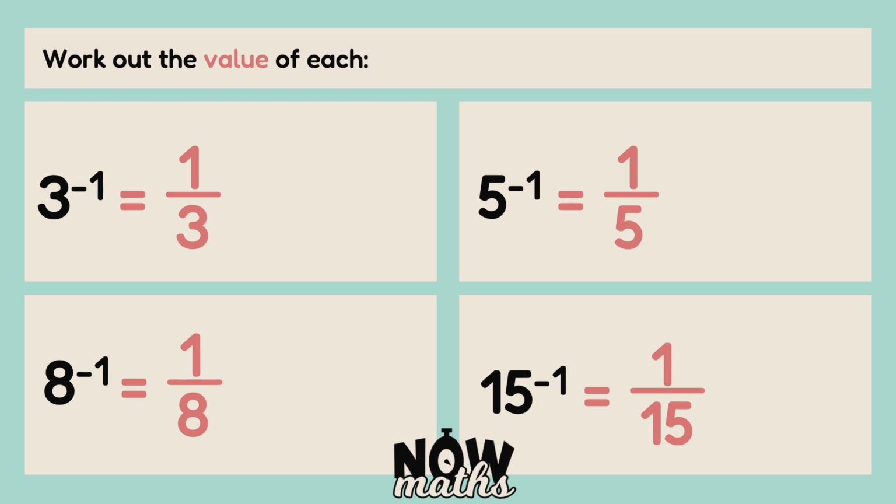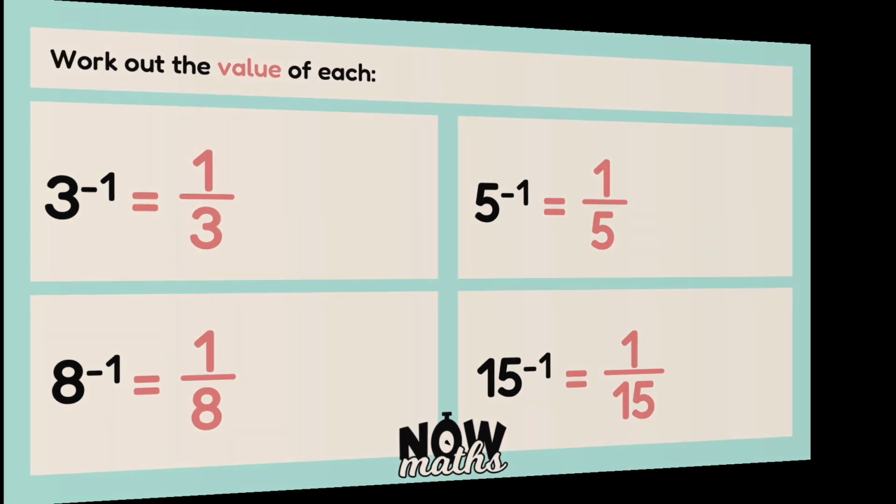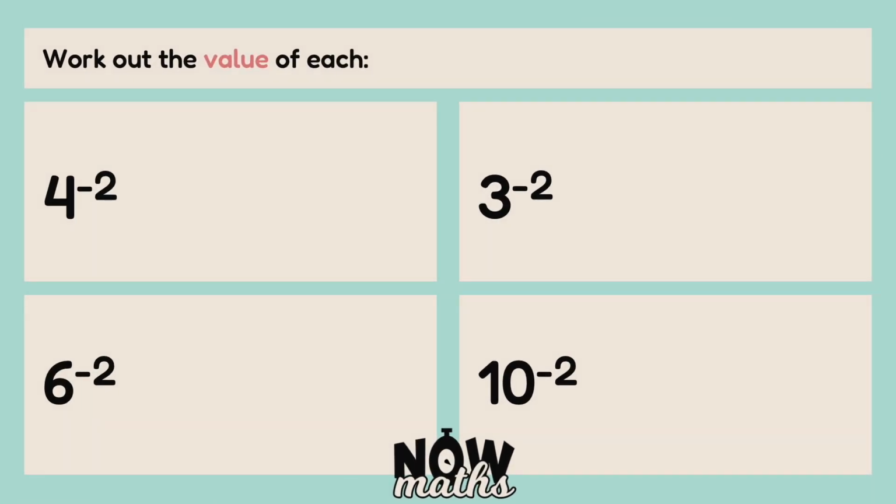Now let's take a look at some more complex powers. All of the questions on screen now are numbers raised to the power of -2. To raise a number to any negative power, we first take the reciprocal, but this time, if the power is -2, we also need to square the number.